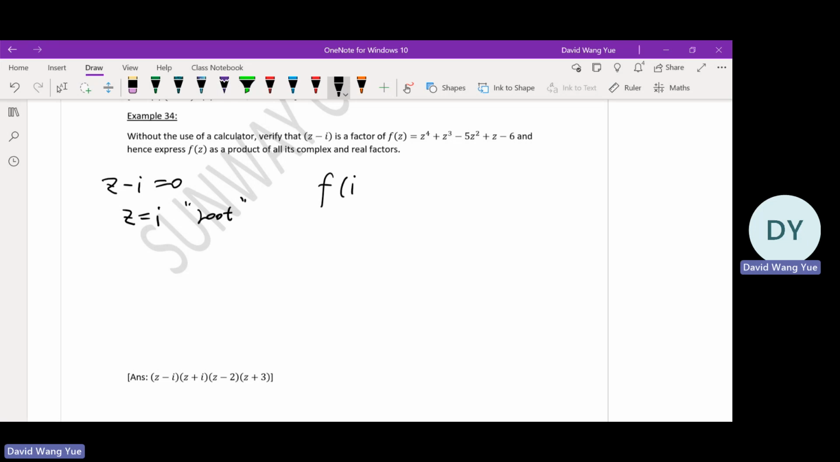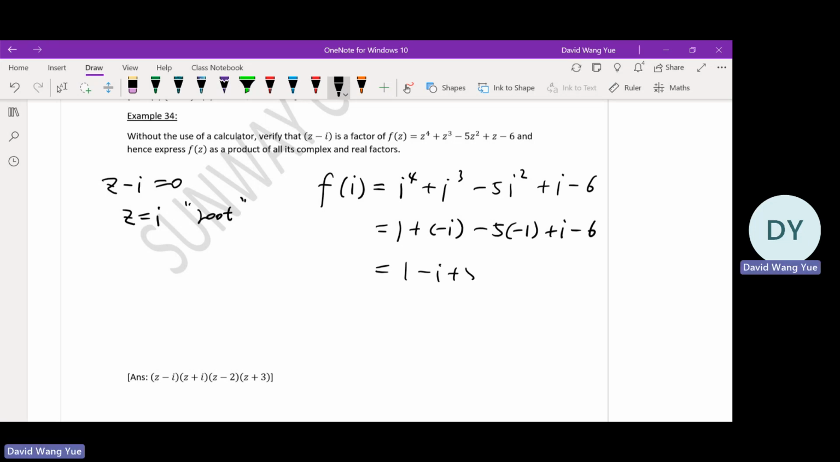So if I sub i into it, i to the power of 4 is 1. i to the power of 3 is negative i. i squared is negative 1. So you can see we have 1 minus i plus 5 plus i minus 6. 1 plus 5 minus 6 is 0. Minus i plus i is 0. Okay, so z minus i is a factor.